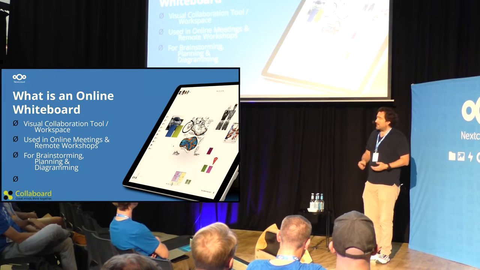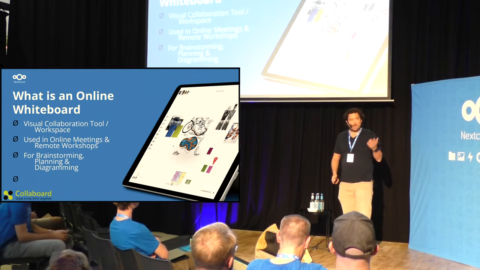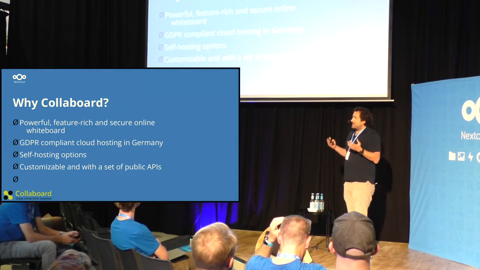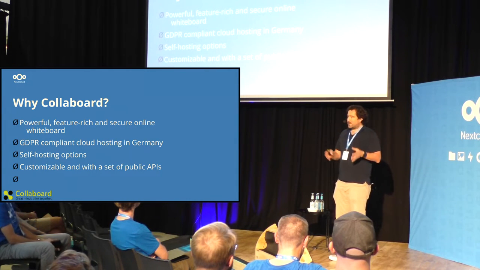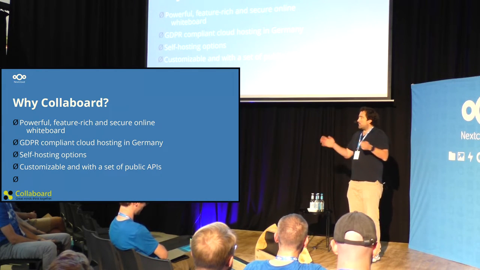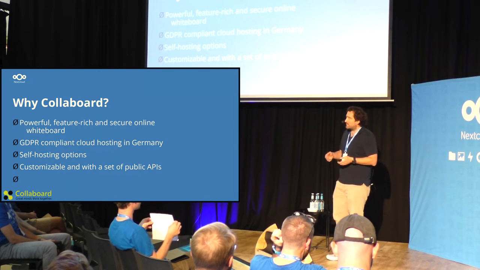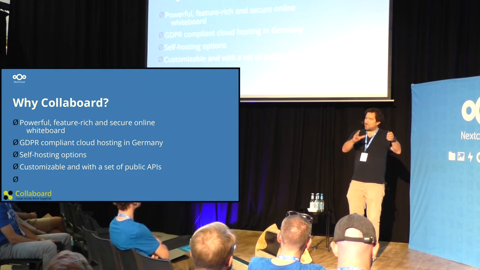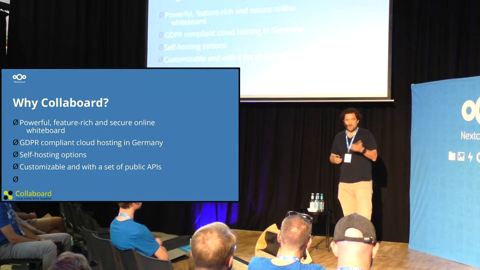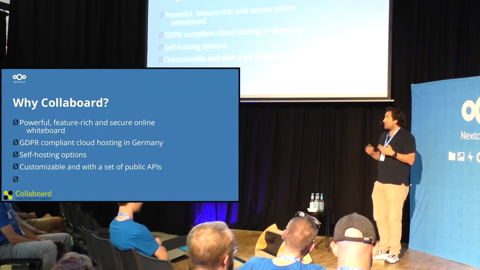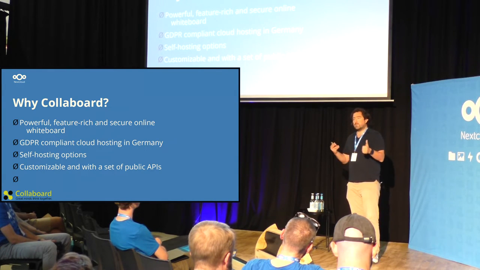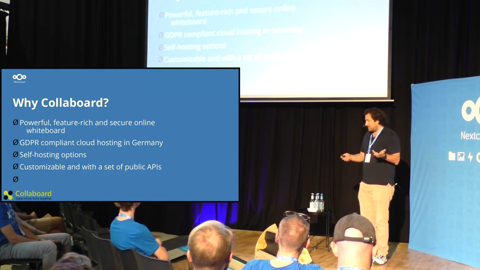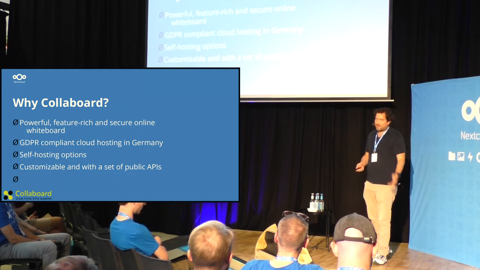Now, as we talk today a lot about privacy and data security, and this is a core element of Nextcloud, I'm here from Collaboard. And Collaboard is an online whiteboard we developed with a small software company in Switzerland. If we look at the market, it's a very powerful, feature-rich online whiteboard, and we also focus on security. We even thought once about putting the data somewhere into the Swiss mountains. But we didn't do that, as we found some better hosters in Germany, like the Open Telekom Cloud. So Collaboard, in the end, is a GDPR-compliant online whiteboard you can get from the cloud. You can host it by yourself on-premise. And this offers a lot of customizations and also a set of public APIs developers can use.